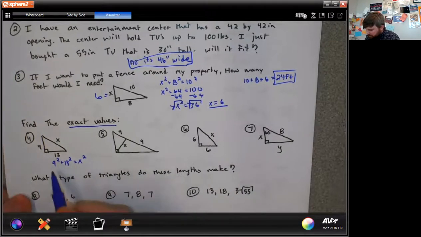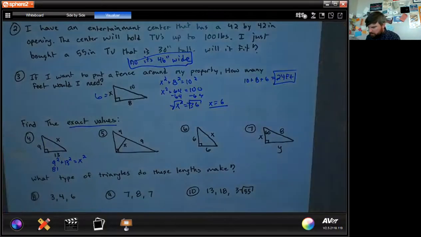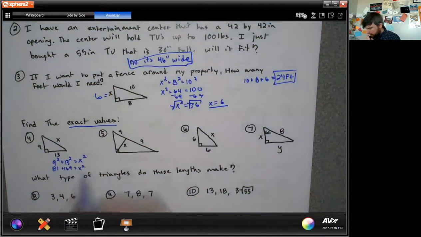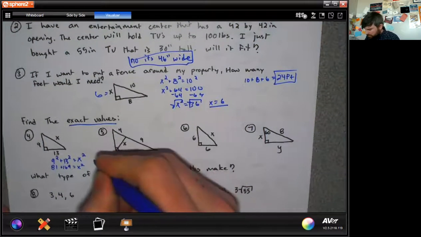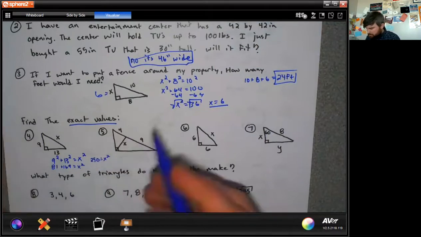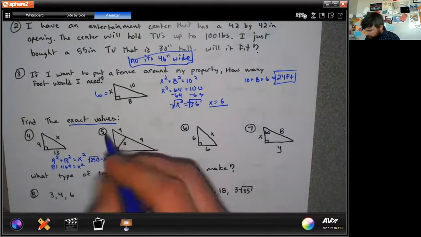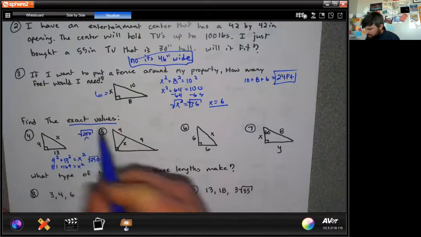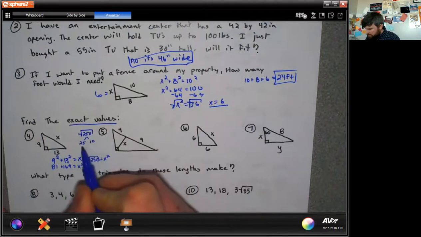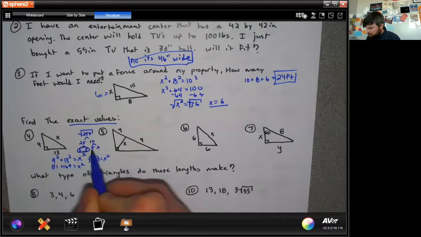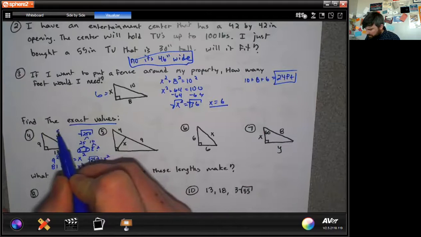Okay, so 9 squared is 81. 13 squared is 169 equals x squared. So 81 plus 169 is 250. And then take the square root of that. So you get the square root of 250, which is a decimal, but we've got to break this down. That's 25 and 10, 5, 5, 5, 2. So there's your group of fives. You've got a 2 and a 5 left over. So you have 5 radical 10.